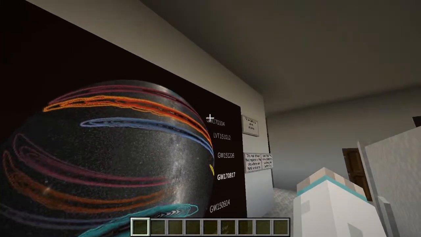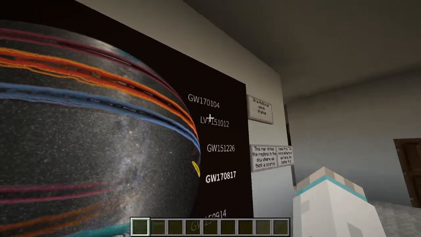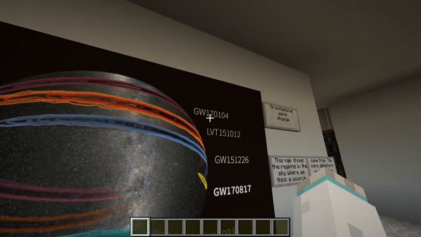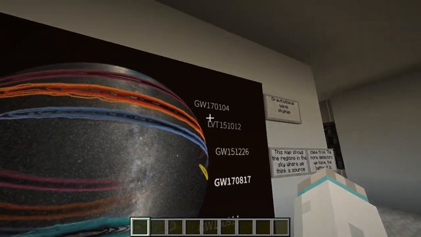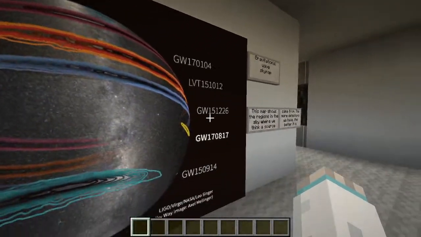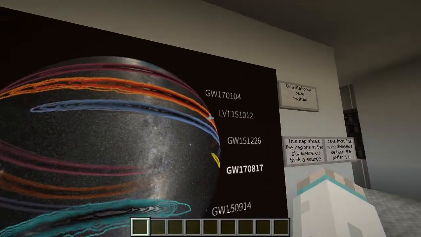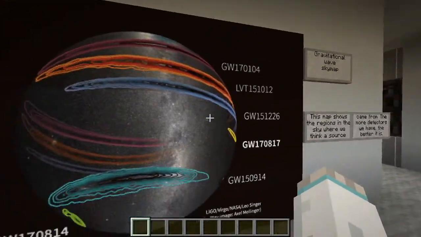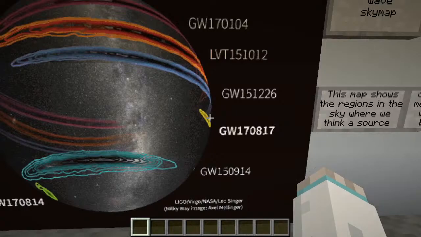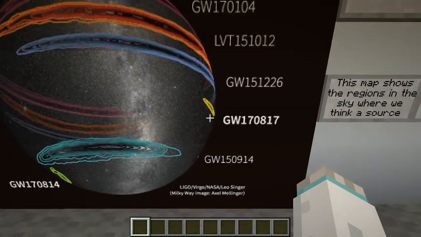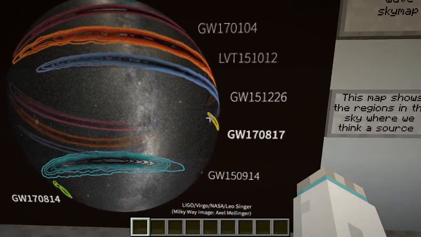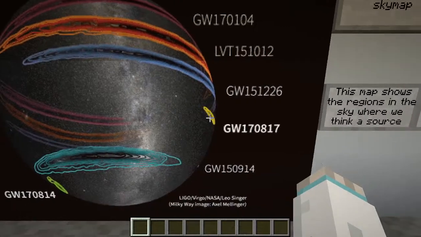You can see that we detected a bunch of other signals, various other ones through the years. Obviously these first two numbers are the year, then the month and the day. And you can see again, some of these are even larger, and they're very large parts of the sky. But we're getting better, and the better that we make our detectors, and the more detectors that we build and place around Earth, we can actually make these areas very much smaller.